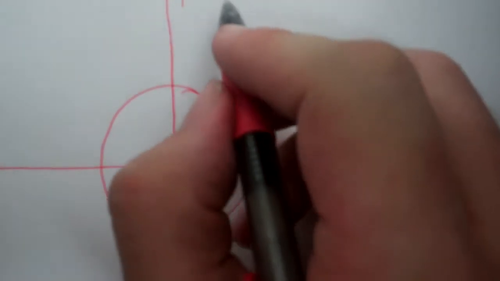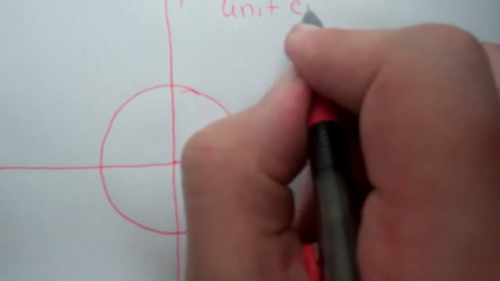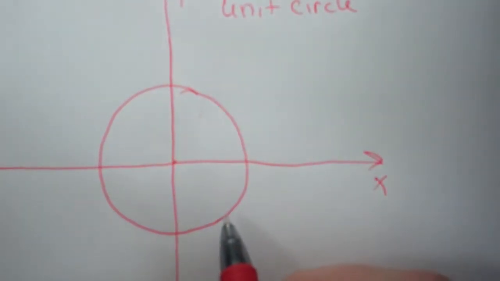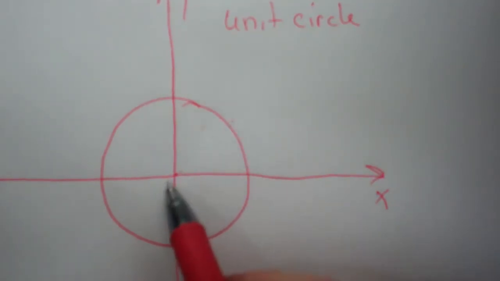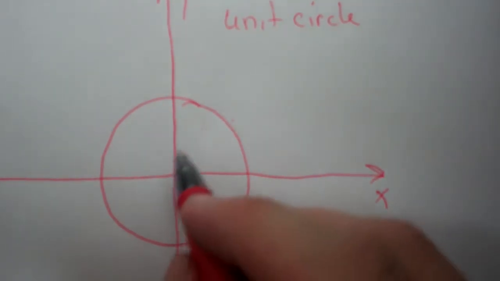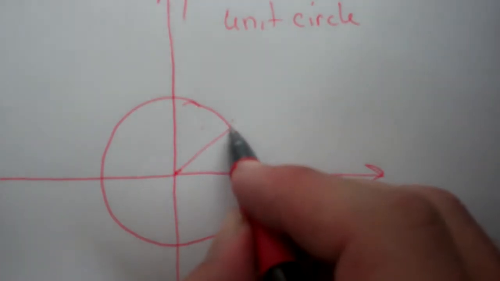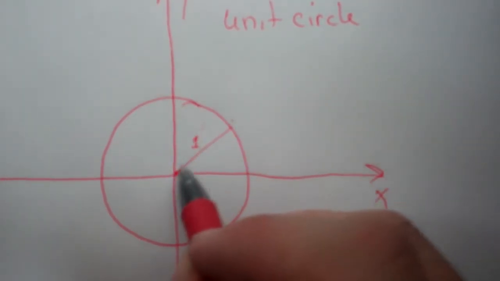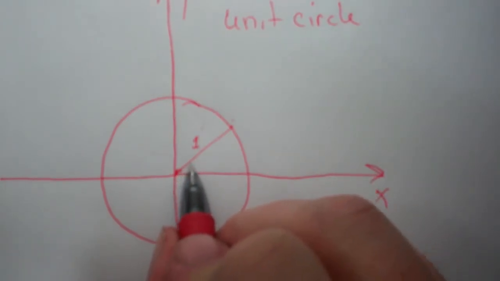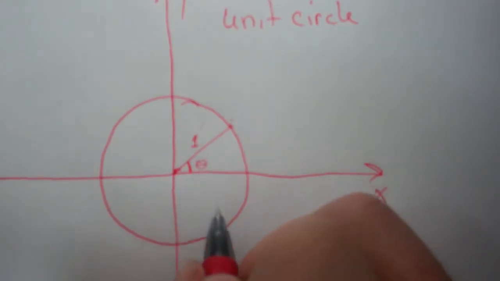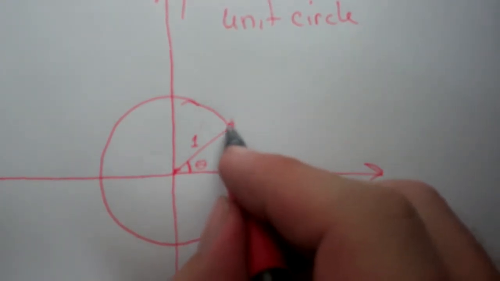The reason this is called a unit circle is because the distance from the center to the edge is exactly 1 unit, so it's a length of 1. So the distance from there to there has a length of 1. The radius of this circle is 1. And when you draw the line from the center to the edge, you always form some angle. I'll call that angle theta.